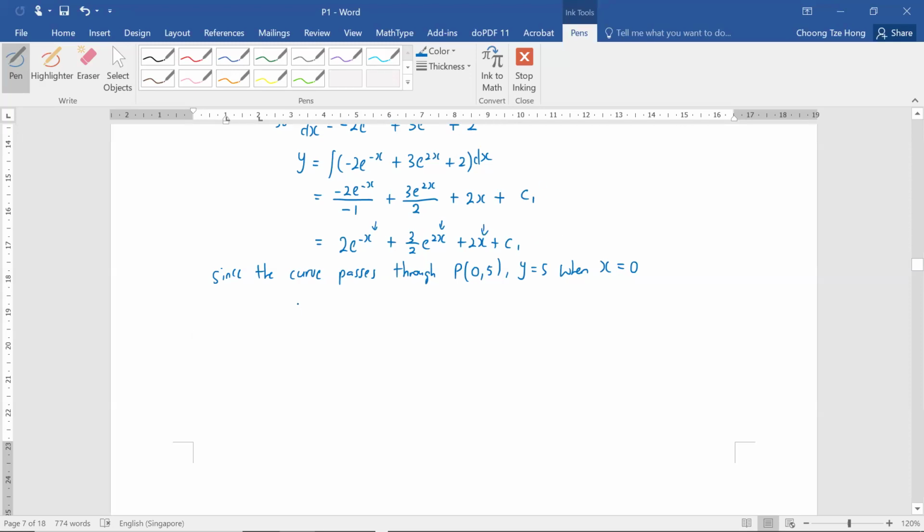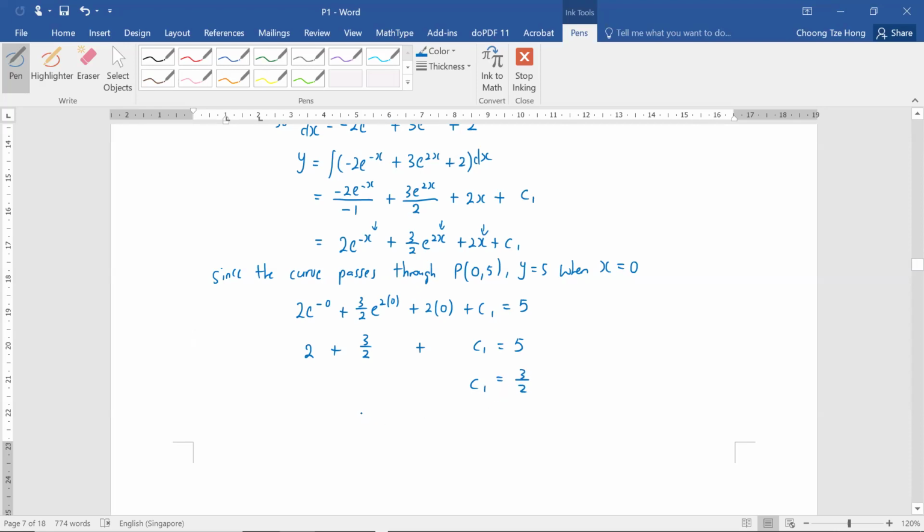Alright, so 2e^(-0) plus 3/2 e^(2 times 0) plus 2 times 0 plus C1 will be equal to 5. Okay, over here you get 2, over here you get 3/2, over here is 0, so plus C1 equals 5. So here will be 3.5, bring over you'll get 1.5, so C1 will be 3/2. Right?